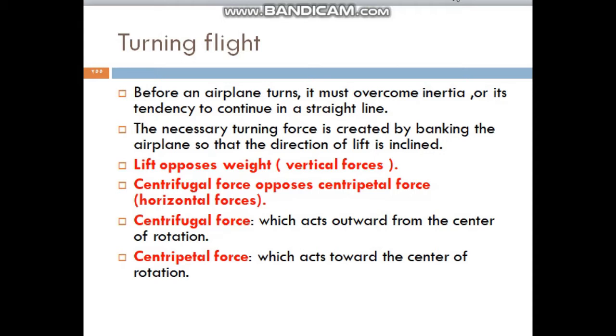What's the meaning of centrifugal force? It is the force which acts outward from the center of rotation. What about the centripetal force? It is the force which acts toward the center of rotation.